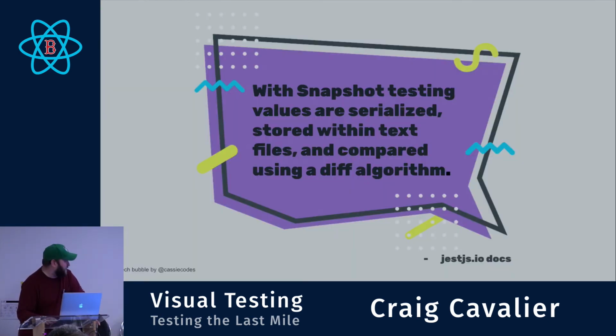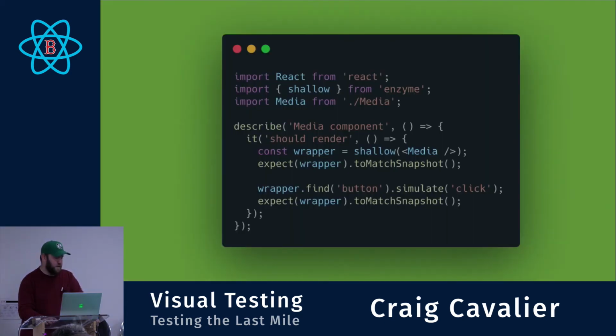This is from the Jest docs: with snapshot testing, values are serialized and stored within text files and compared with a diff algorithm. So what does that look like? This is the type of test that you might write with Jest and snapshot testing. We're rendering a media component. We're taking a snapshot of said component. We're finding a button in that component and clicking it, and then we're taking another snapshot. And the Jest snapshot will then use diffs of those stored snapshots and compare them against the new state when you make changes to the media component.